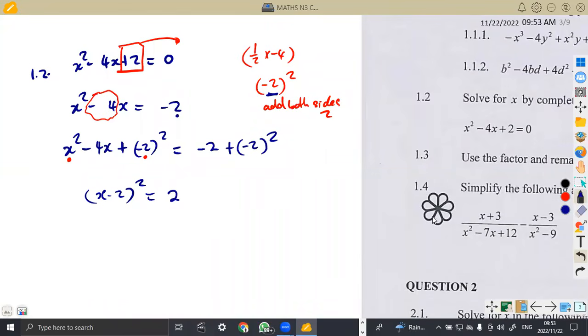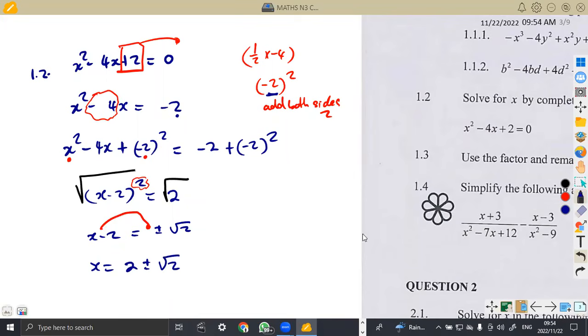So from there, how do you remove the square? We have to introduce the square root. We've got a square here, so we're going to introduce the square root on both sides of the equation. That means x minus 2 is equal to plus or minus the square root of 2. Remember that the square root of any number is plus or minus. So transposing the -2 to the right-hand side is going to be positive. So you're going to have 2 plus or minus the square root of 2.